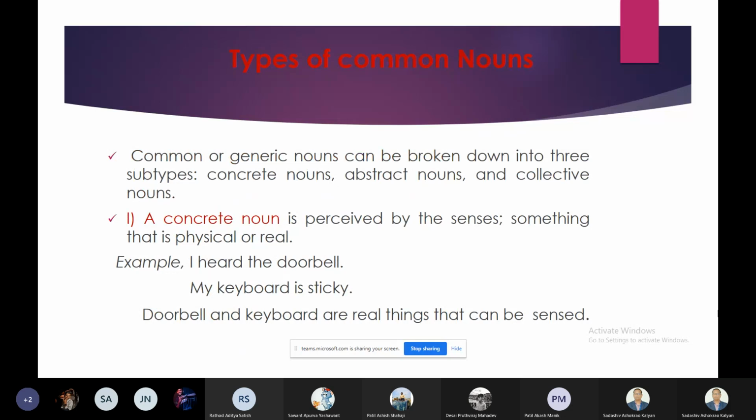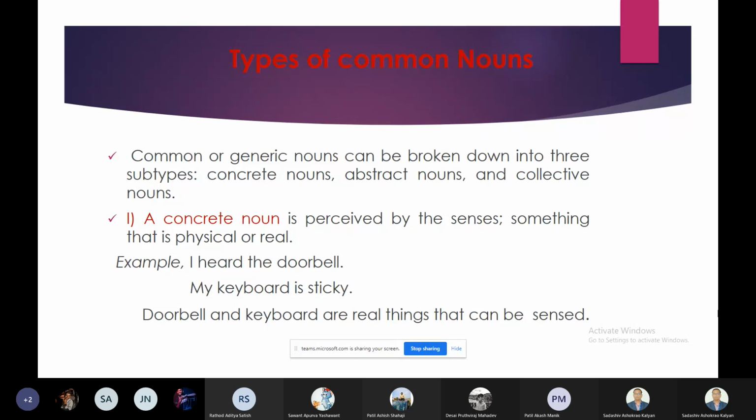Among all these types, the concrete noun is also there. The concrete noun is very easy for our understanding. In short, a concrete noun is something we can perceive by our senses. We have all five senses, like the ear, nose. Through all our senses, we perceive the concrete noun, something we observe, which we see, that is real. That is a physical thing that we can see.